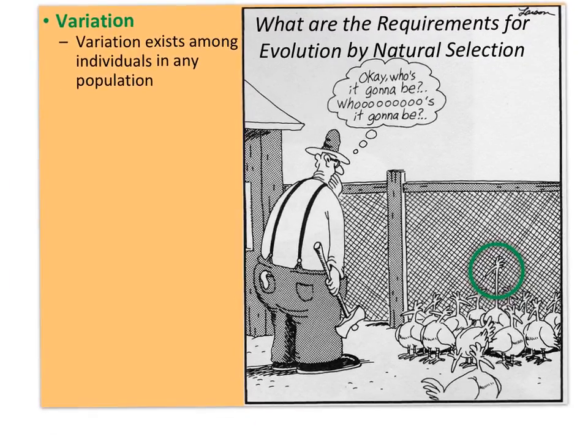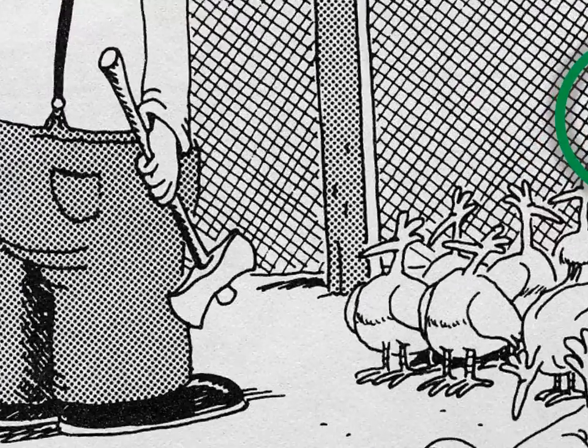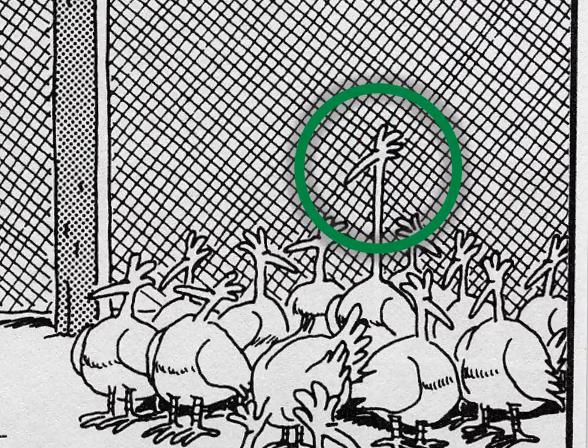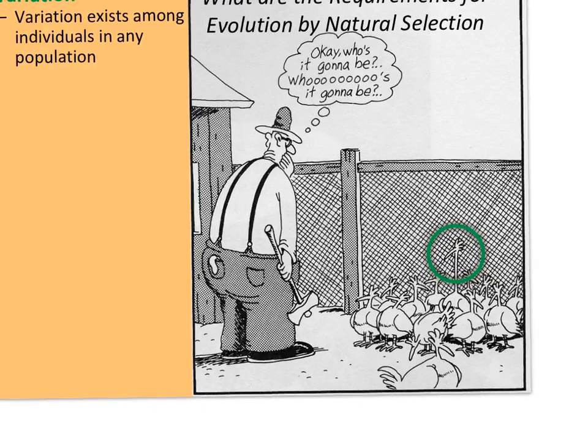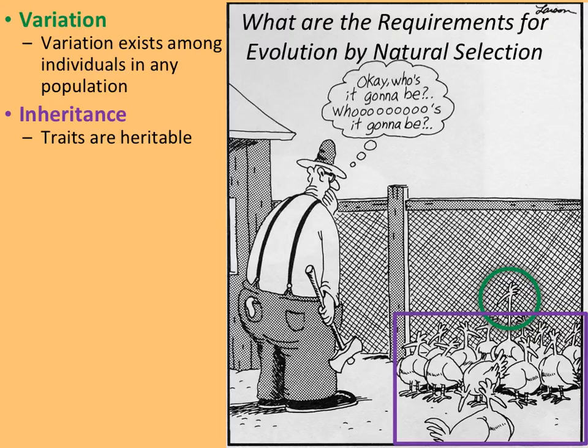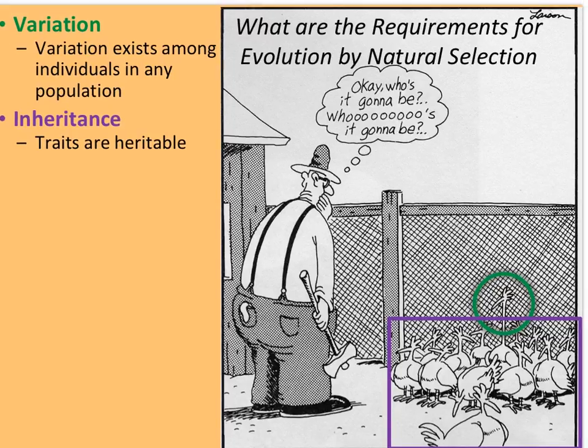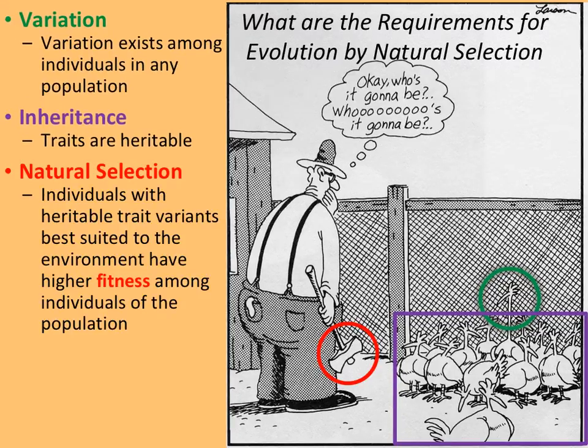So this is just a little thing. Where's the variation here? Anybody? Here's a variant. Everybody else, pretty much the same. Which is a selective force? The farmer. There. See that axe? Who's it going to be?